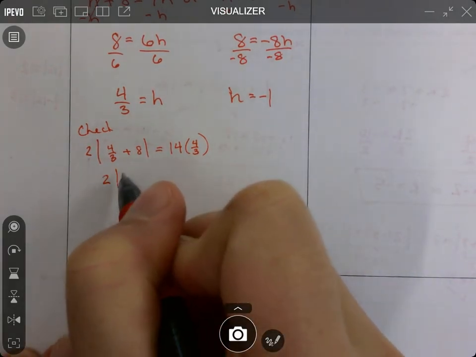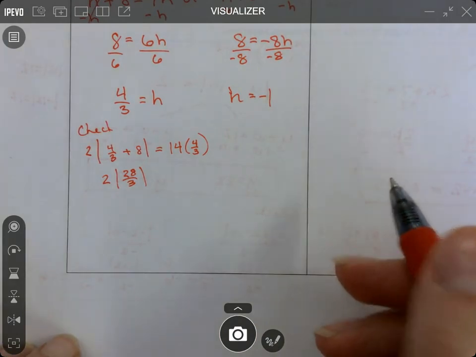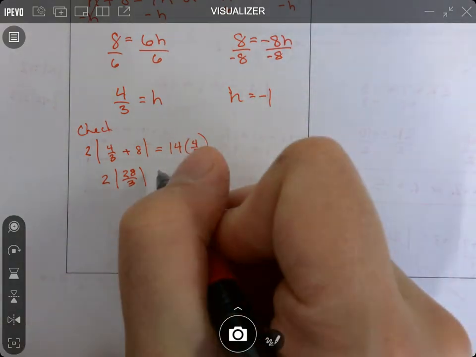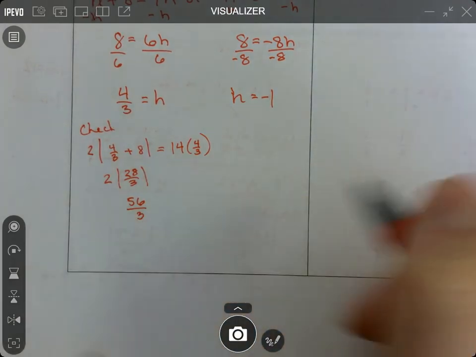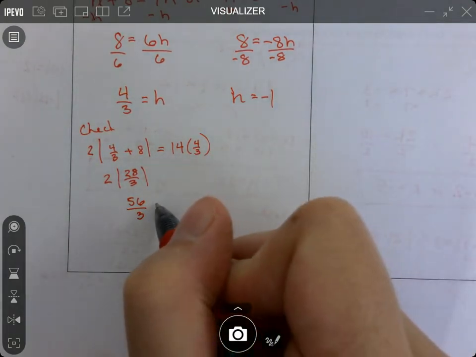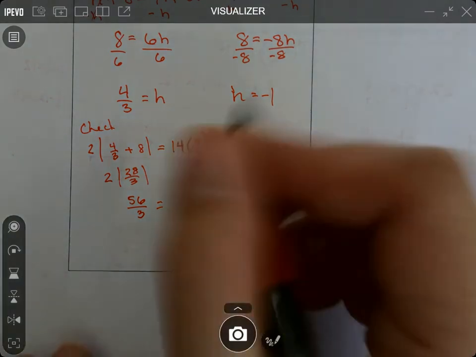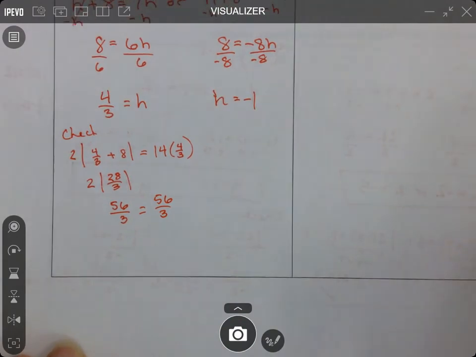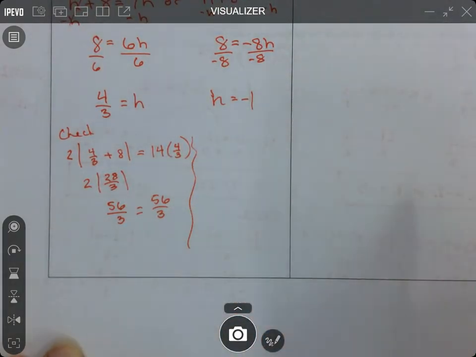So it's going to be 2 times 28/3, the absolute value. All right, so I end up with 56/3. And then if you take 14 times 4 and keep the 3, you should get the same thing. Yep, 56/3. So I just used the calculator because it was quicker than me showing all the math there. So that one works. I'm happy with it.